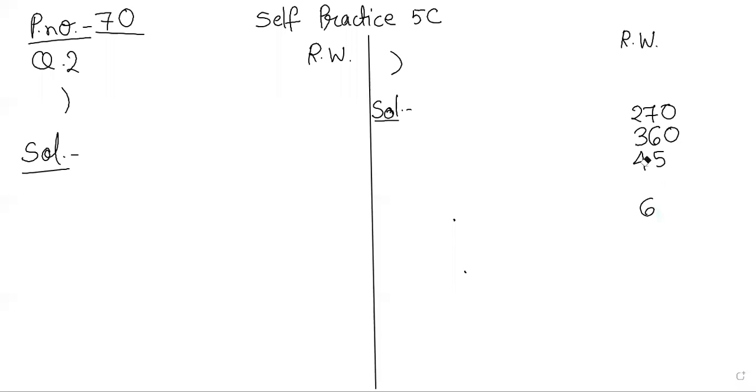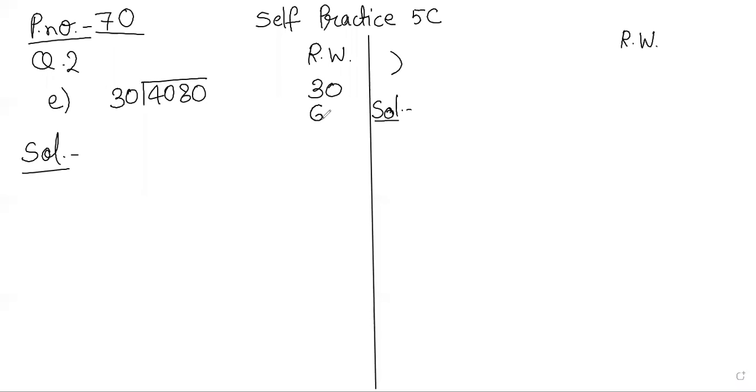Question number E. In question number E, what is the divisor? Yes, Sharvil and Atharva are correct. 30 is the divisor. So first of all, let me write the table of 30.